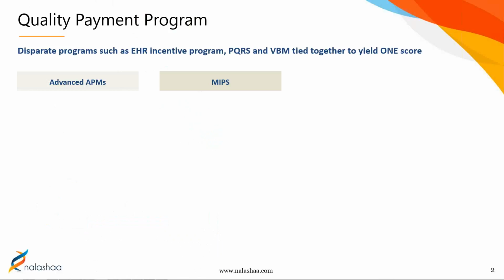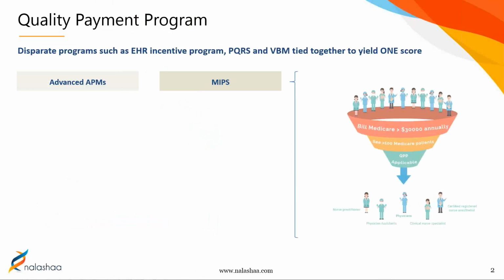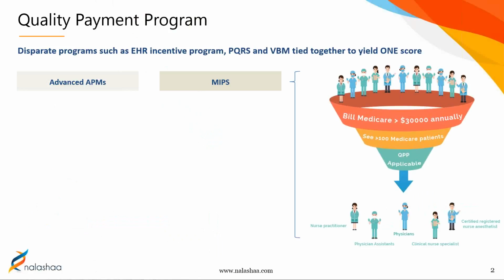Before we move ahead with MIPS, let us see what the eligibility is for the clinicians to participate in this program. Any physician who bills Medicare more than $30,000 annually and who sees more than 100 patients is eligible for this program. Additionally, MIPS eligibility is also identified by a unique TIN and NPI combination used to assess the performance of physician assistants, nurse practitioners, clinical nurse specialists, and CRNAs. This is the reason the participants of QPP are called eligible clinicians and not EPs or EHs.